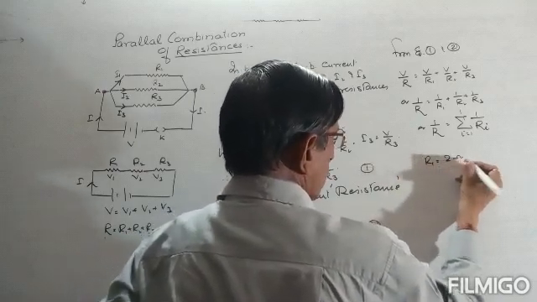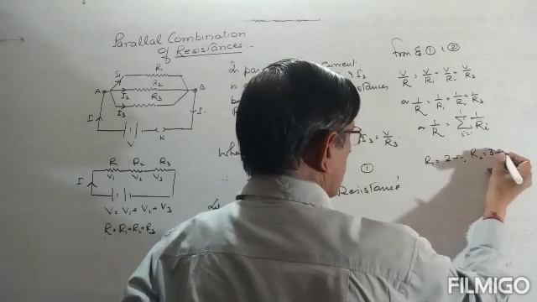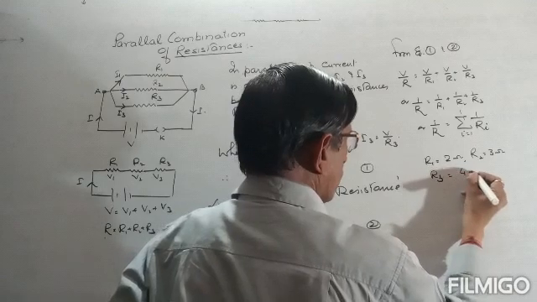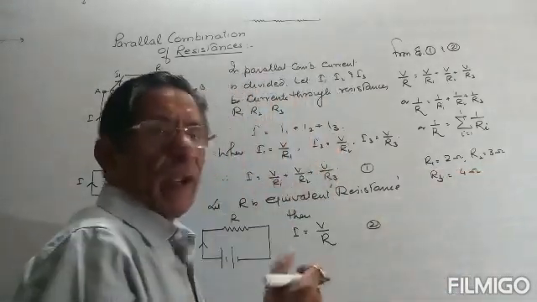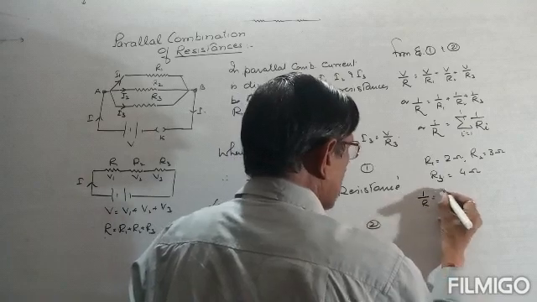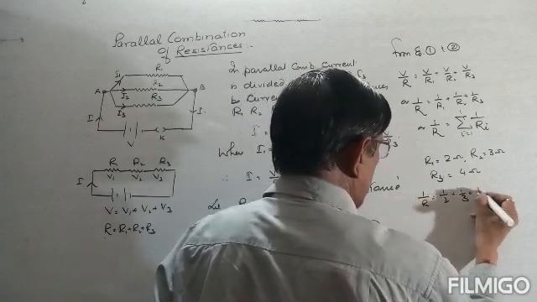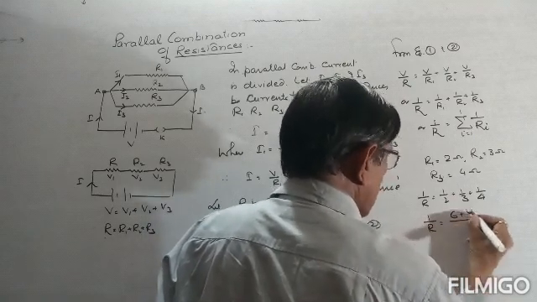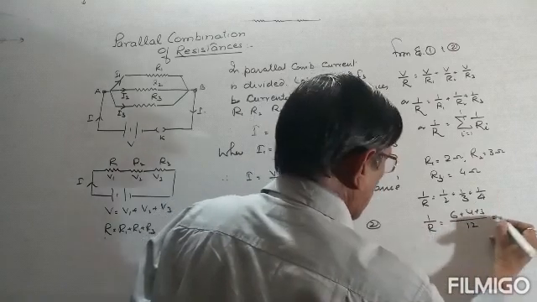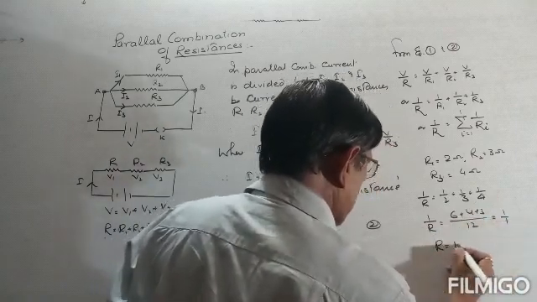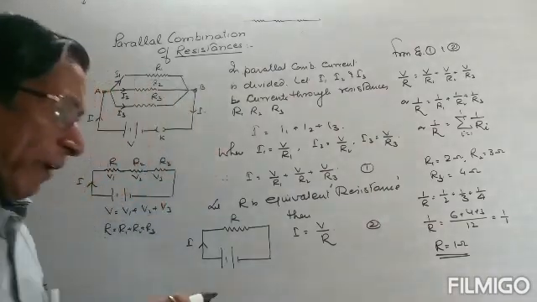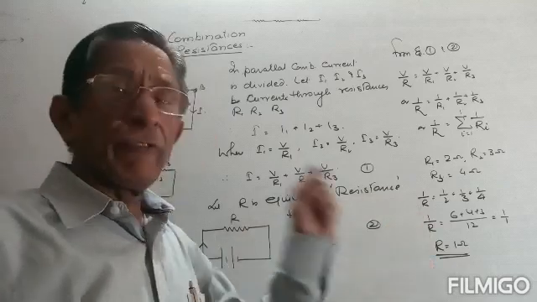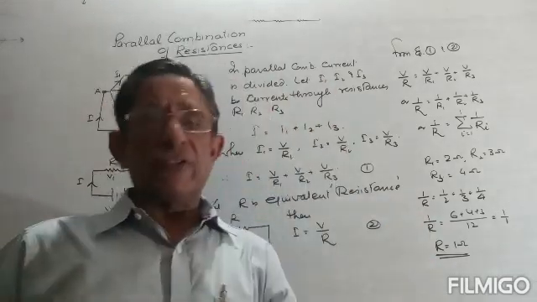See, we have 3 resistances. R1 is equal to 2 ohm, R2 is equal to 3 ohm, R3 is equal to 4 ohm. And I connect them in parallel. So what is 1 upon R? 1 upon 2 plus 1 upon 3 plus 1 upon 4. 1 upon R is equal to 13 upon 12, so R is approximately 1 ohm. So when resistances are connected in parallel, the equivalent resistance will always be less than the smallest resistance.